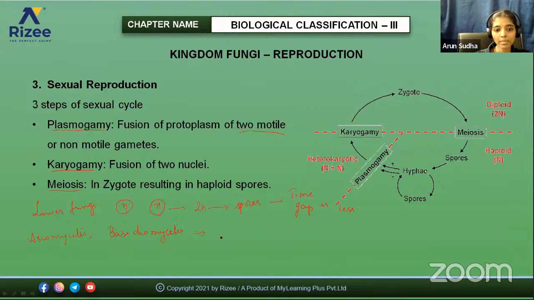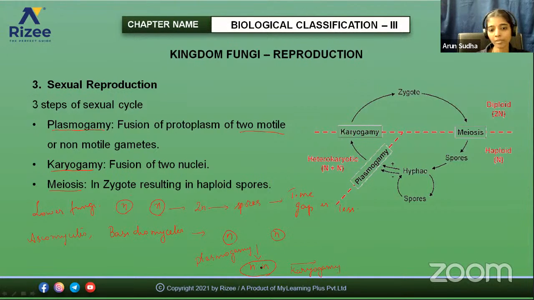so what happens here is that only the protoplasm fusion is happening. So the condition will be like this, but there is no fusion of nuclei here. This is plasmogamy, and then comes the karyogamy.